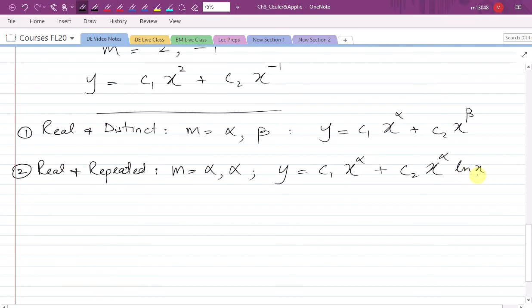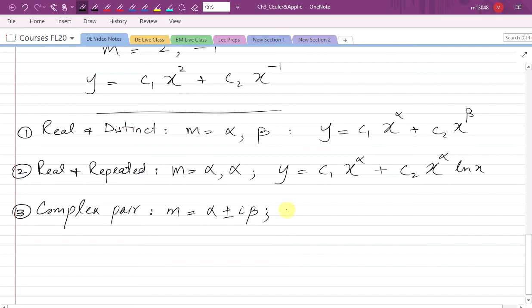Where does this log of x come from? Does anybody remember? The reason is exactly the same as it was in constant coefficient equations. What was the reason there? There is a method which we mentioned. The method's name was reduction of order. This log of x is from reduction of order. You can check, and I think there are questions in exercise 3.2 which prove this thing.